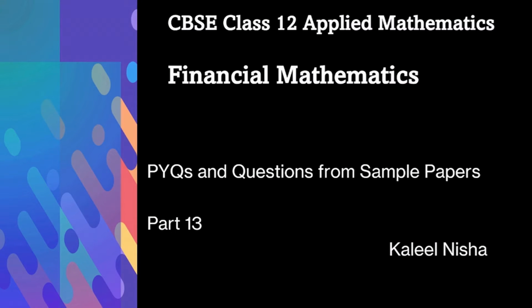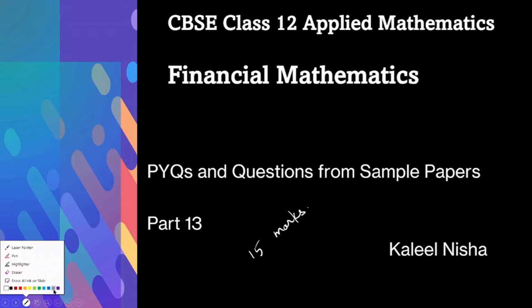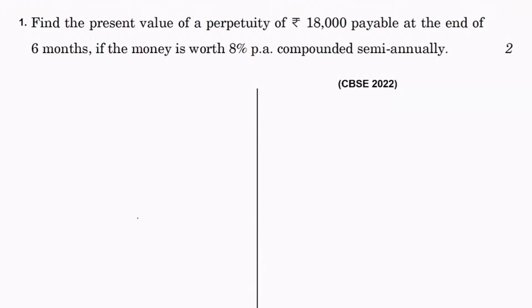Hello dear students, in this video we will see the previous year questions and questions from sample papers from chapter 7, which is financial mathematics. Now this chapter financial mathematics has a weightage of 15 marks. So first we will see the questions from last year's board paper and last year's compartment question paper, and then we will see the questions from last year's sample paper and this year's sample paper.